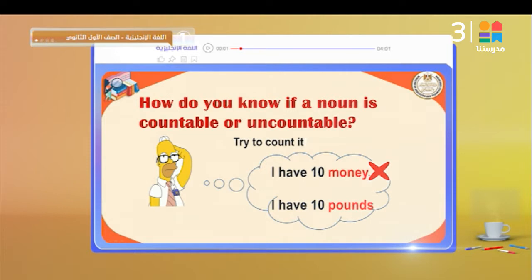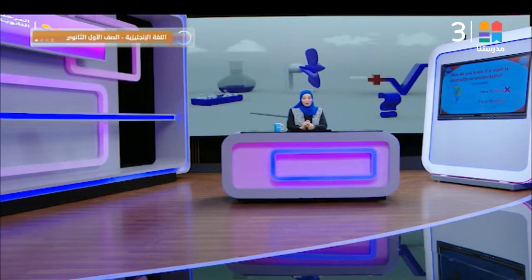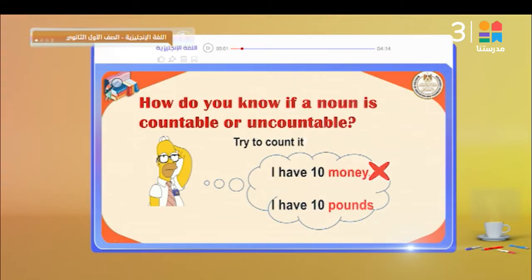So, this word is uncountable. We can't count the word money itself. But we can count the pounds or the dollars. So, we can count coins, pennies, dollars, pounds, but not the word money itself. So, the word money is uncountable. It can't be plural. But the word pound is countable. We can say, I have 10 pounds. Okay?